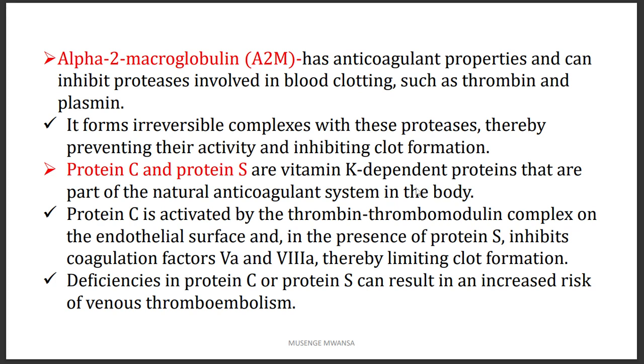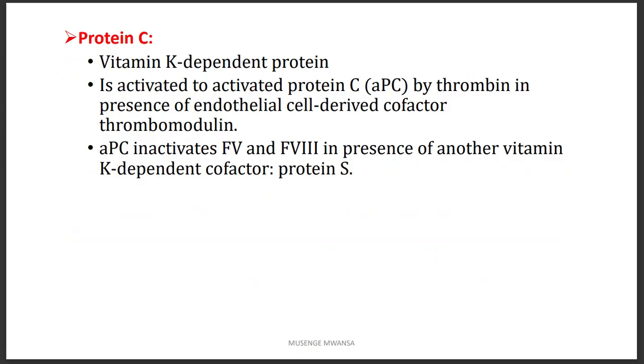And so if we don't have protein C and protein S, we are going to be at an increased risk of venous thromboembolism. Why is it like that? Because these two are preventing, remember, they are working on the endothelial cells, inhibiting coagulation. So their deficiency will mean there's going to be coagulation. So if it is in the veins, blood will be clotting in the veins. And that is not good.